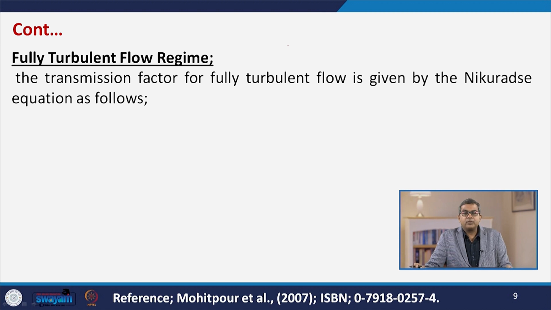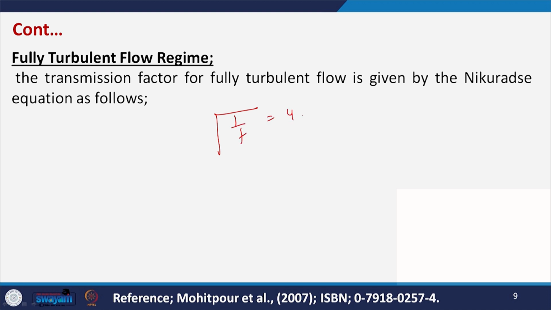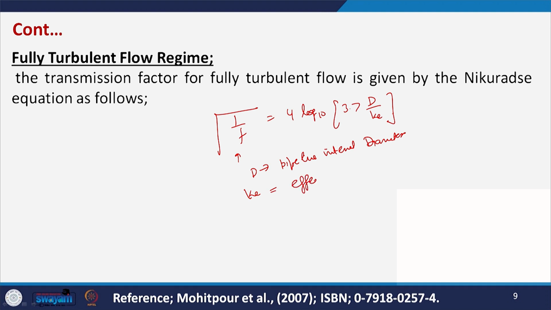Let us talk about the fully turbulent flow regime. The transmission factor for fully turbulent flow is given by Nikuradse's equation, as represented: 1 upon square root of f is equal to 4 log to the base 10 of 3.7 d upon Ke. Here 1 upon square root of f is the transmission factor, which is dimensionless in nature, d is the pipeline internal diameter, Ke is the effective roughness, represented in m, and Ke upon d is the relative roughness, which is dimensionless.